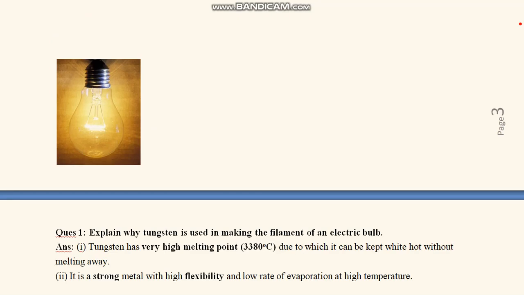Next, students, we will learn more about the heating effect with the help of some very important questions. So here the first question on the screen says that why tungsten is used as the filament of an electric bulb. So the answer to this question is that the first reason is that tungsten has a very high melting point of 3380 degree Celsius. So when current is passed through the filament of bulb, which is made of tungsten, its temperature rises to such an extent that it becomes white hot without melting.